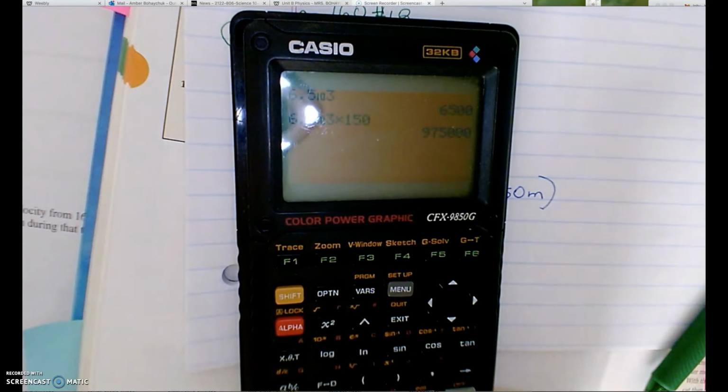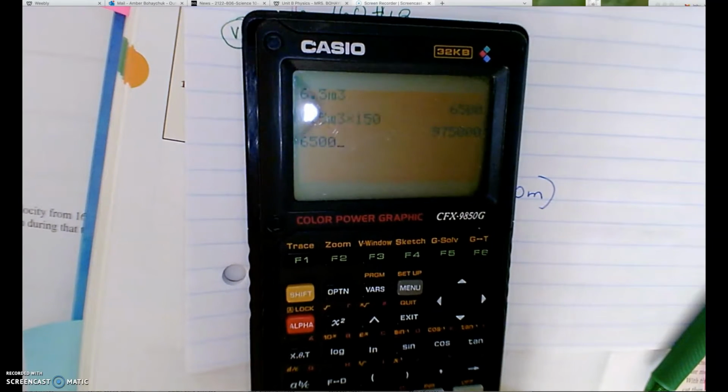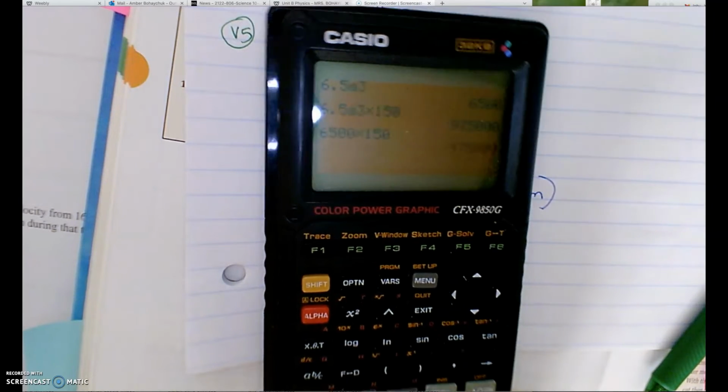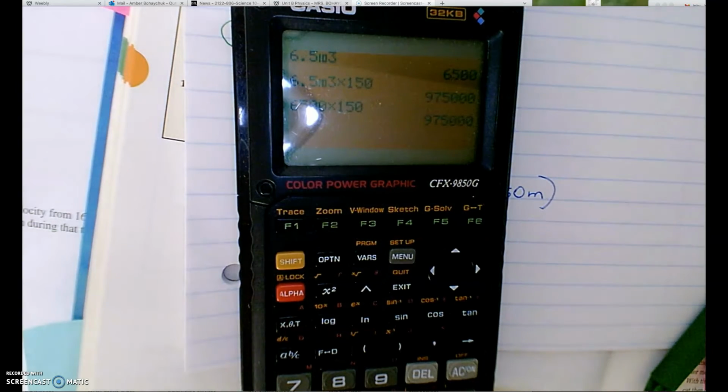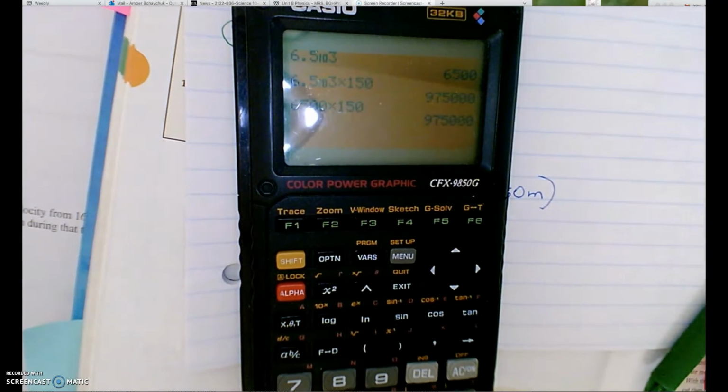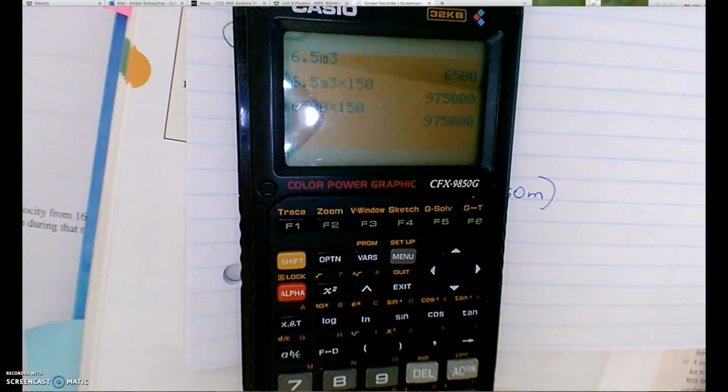Okay, so let's double check that it actually worked. So 6,500 times 150. Is that the same number? It sure is. So we can trust that we've been punching things in our calculator properly when you can get the same answer twice. Okay, so there's our answer. Let's write it down.